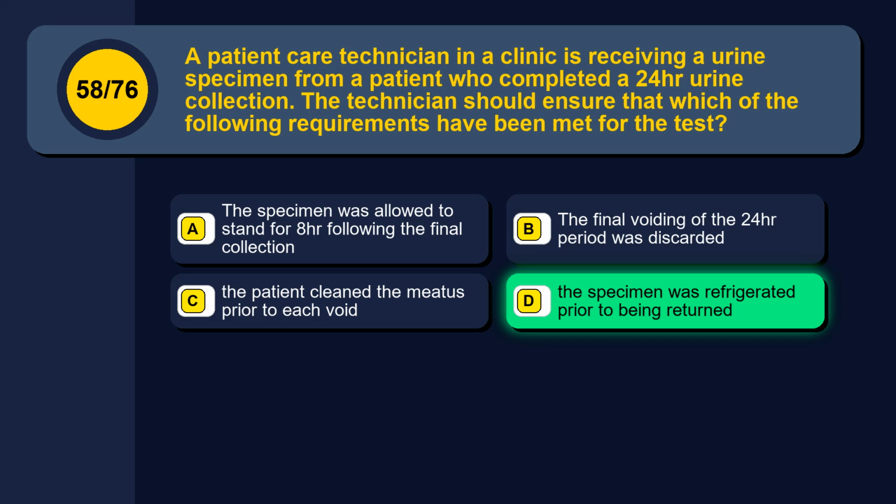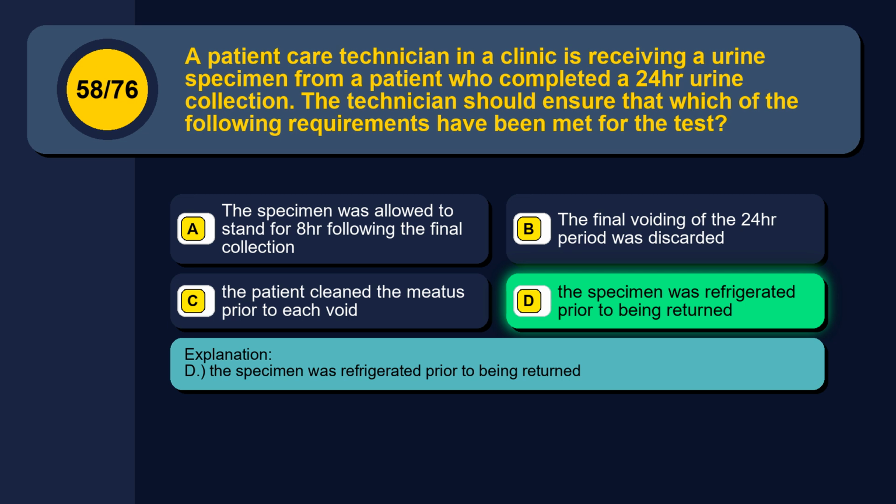The correct answer is option D, the specimen was refrigerated prior to being returned. D, the specimen was refrigerated prior to being returned.